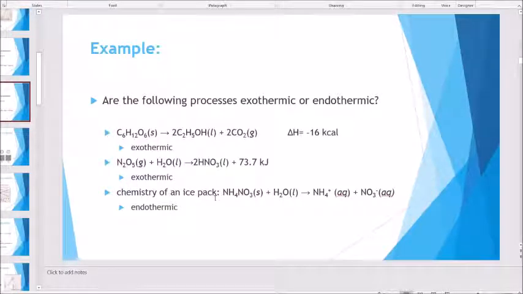Chemistry of an ice pack. An ice pack gets colder when it's cracked. So what does that mean? Why is it cold? The reason why it's cold is because energy is being absorbed from your hands to the ice pack, and that's why it feels cold. Therefore, this process is endothermic.